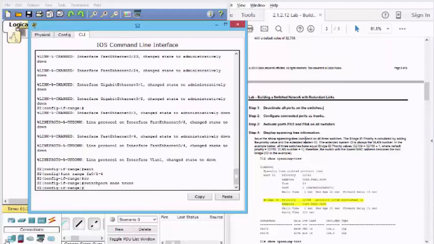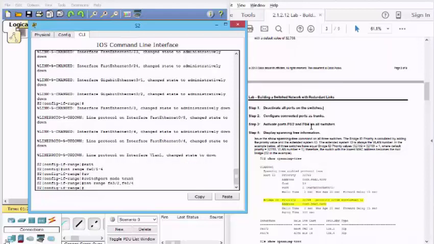And then we activate Fast Ethernet 2 and Fast Ethernet 4. Interface range Fast Ethernet 0/2 and Fast Ethernet 0/4, and we put no shut.